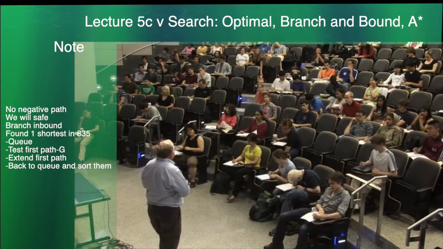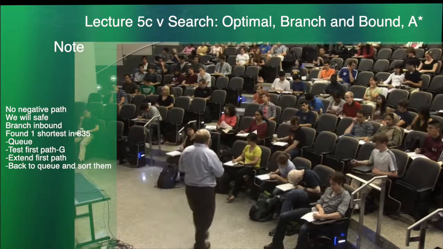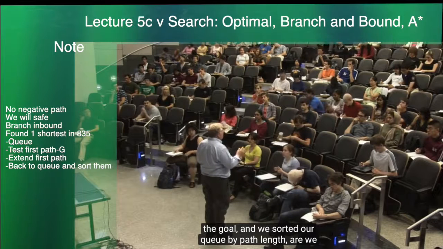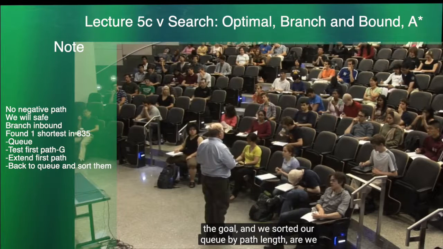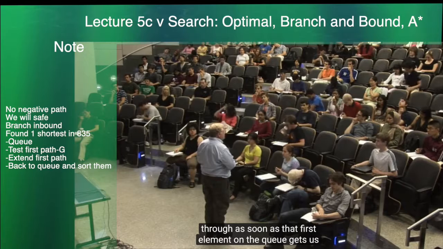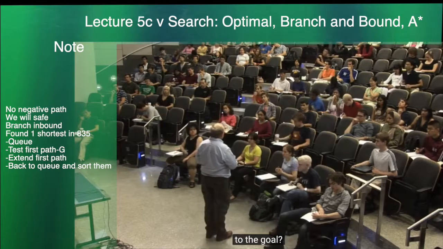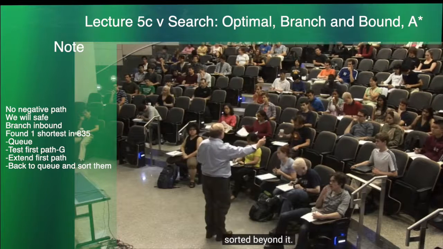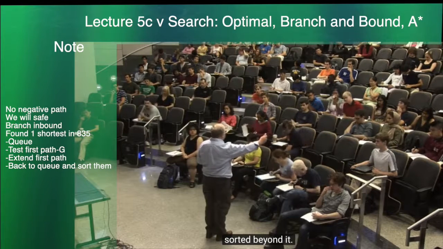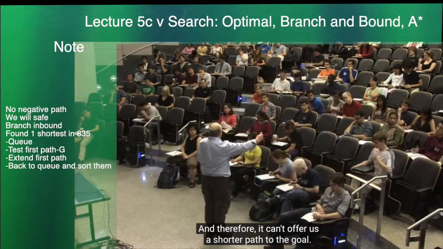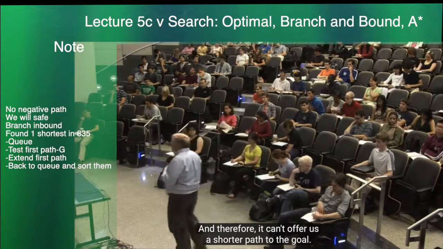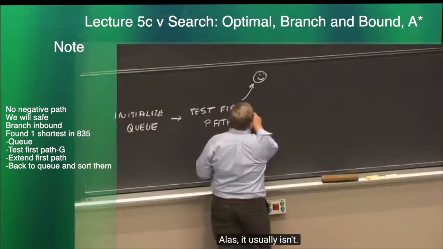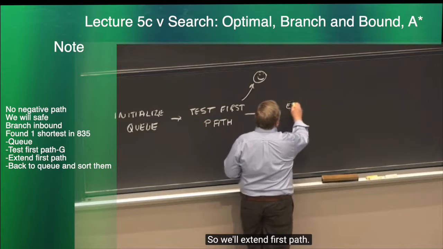If the first element on the Q gets us all the way to the goal, and we've sorted our Q by path length, are we through as soon as that first element on the Q gets us to the goal? Yeah, because every other path must have been sorted beyond it, and therefore can't offer us a shorter path to the goal. So if the first path is a path to the goal, we're done. Alas, it usually isn't. So we'll extend the first path.